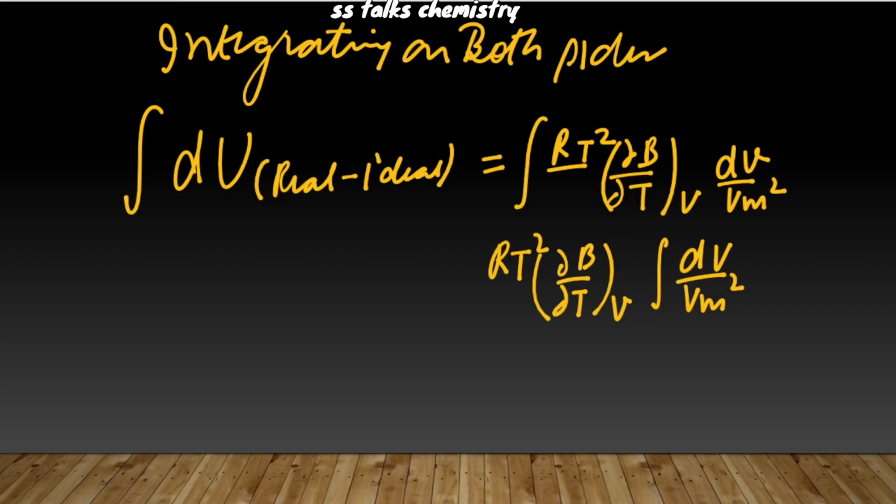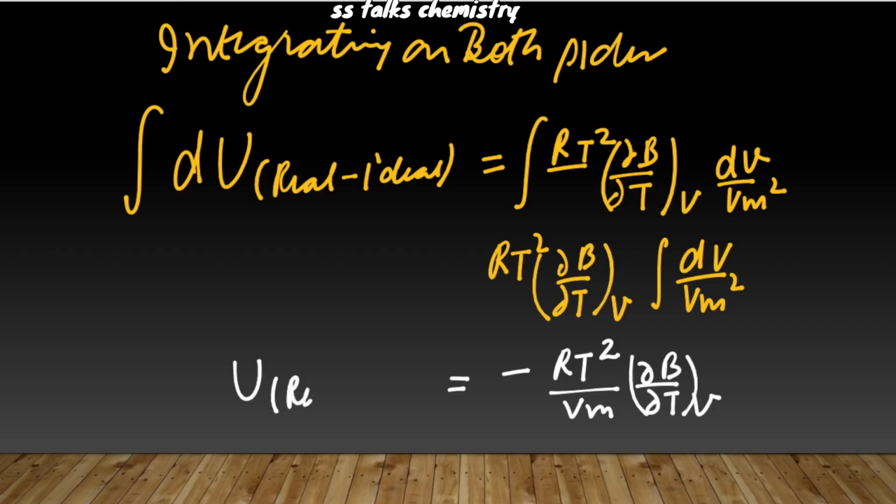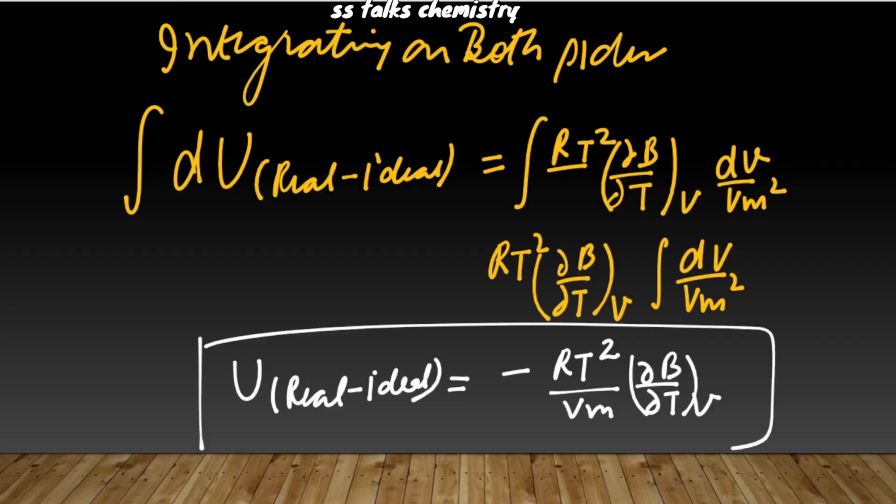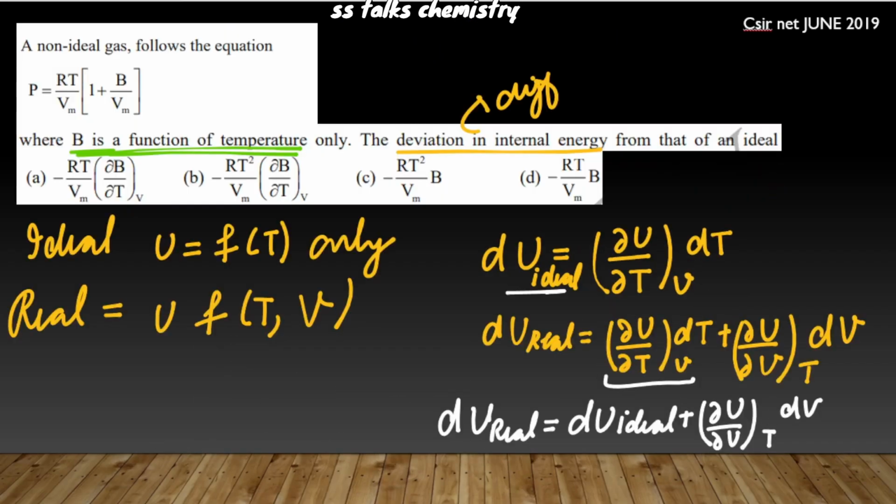That is going to be equal to minus 1 by Vm, so overall we will be getting minus RT square upon the Vm into del B by del T at constant volume. This is equal to the deviation for the real gas minus the ideal gas. This is going to be our final answer. Based upon this, the correct option is minus RT square upon the Vm into del B by del T at constant volume. Option B is the right answer. Okay, I hope it's clear.